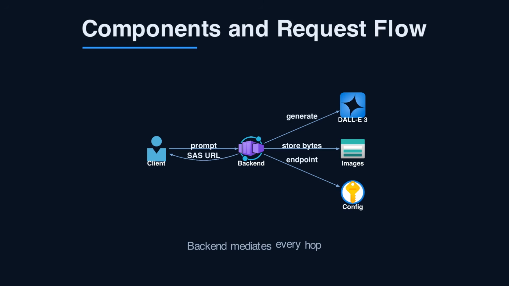Notice the backend sits in the middle of every hop. That's deliberate. It's where you enforce auth, retries, content moderation, and logging. The model is just one node in the flow, not the front door.